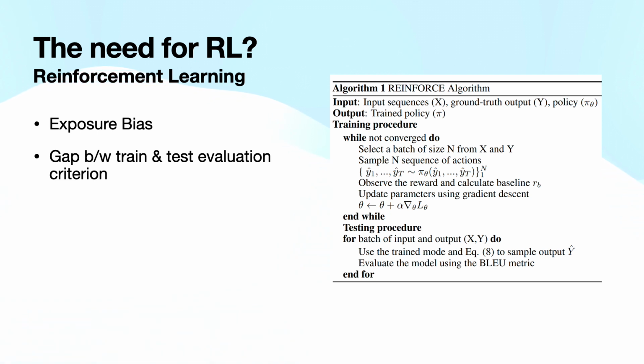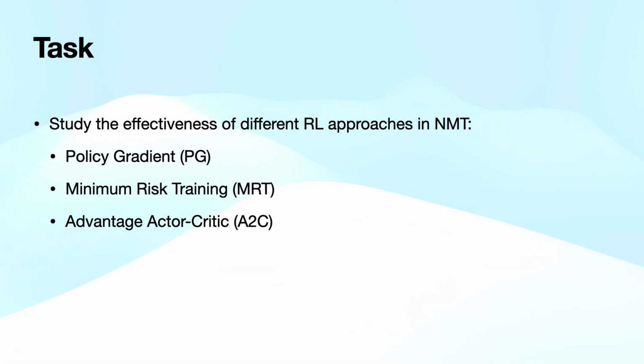NMT models are usually trained using maximum likelihood estimation, but they are evaluated using discrete metrics like BLEU. This causes an inconsistency between evaluation and training. RL methods overcome this by allowing us to directly optimize the evaluation metrics. In our work, we mainly study three techniques to apply RL for neural machine translation, which are namely policy gradient, minimum risk training, and advantage actor critic.